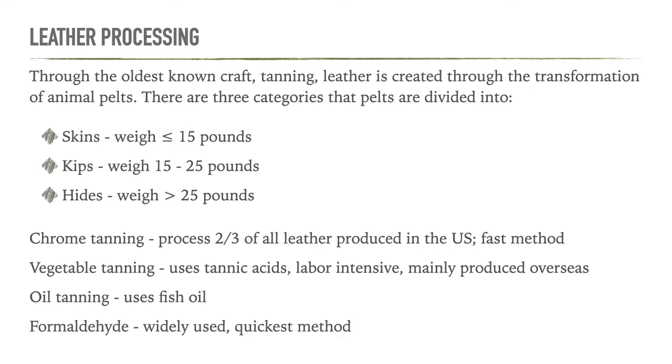Chrome tanning is the fastest method of tanning that is used to process 2/3 of the leather produced in the U.S. In just a few short hours, leather is produced for products such as gloves, handbags, and shoes. Chrome tan leather is identifiable by its pale blue-gray color on the edge and center of the cut.